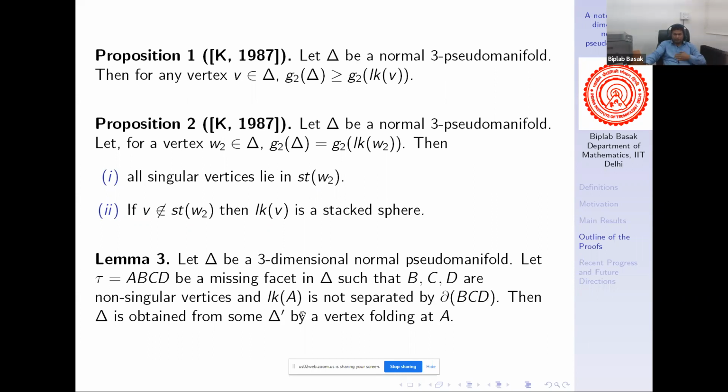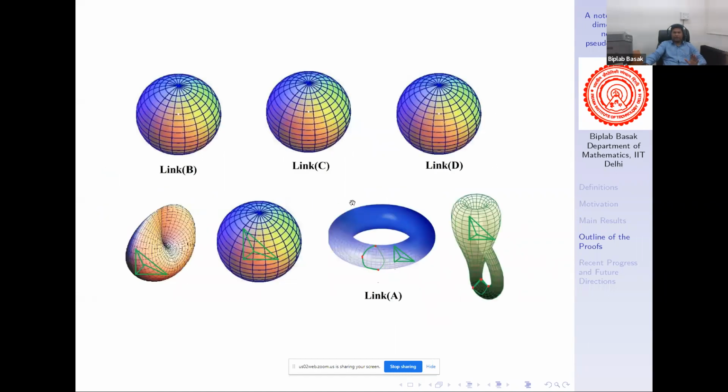So what do we mean by not separated? We mean this one. Say the links of B, C, and D are spheres. Now the link of A can be anything. Here we say that the link of A is not separated, so the link of A cannot be this, but it can be this one.